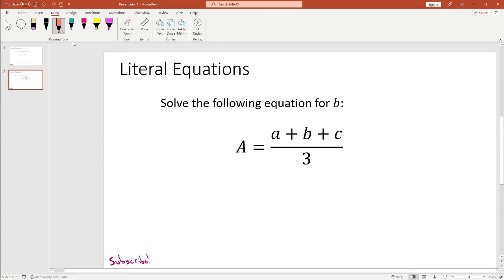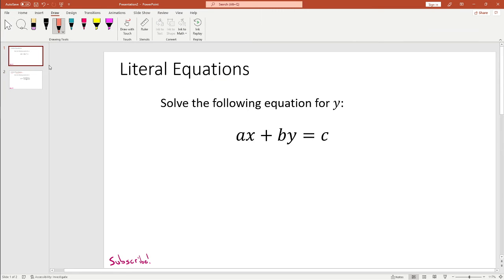So, way back at the beginning of the school year, we talked about these things called literal equations. Now, a literal equation is an equation that has more than one variable in it. So you'll notice in this case, I have this equation, capital A equals the sum of a plus b plus c, all of that divided by 3.